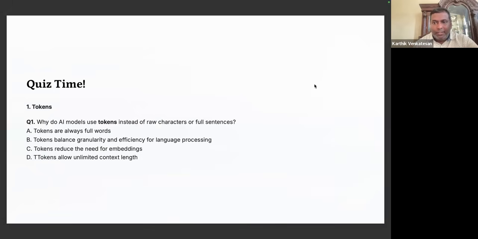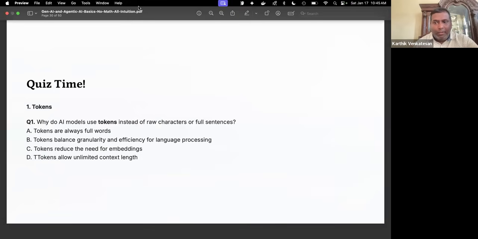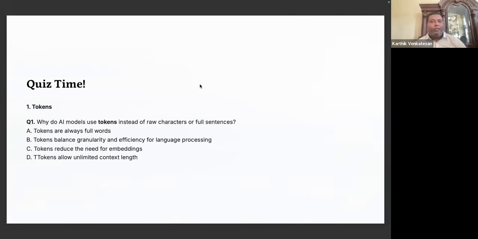Let me open the chat. Okay. Why do AI models use tokens instead of raw characters or full sentences? A: Tokens are always full words. B: Tokens balance granularity and efficient language processing. C: Tokens reduce the need for embeddings. Okay, I see a couple of them are B. Most of them are B. I see some C's.